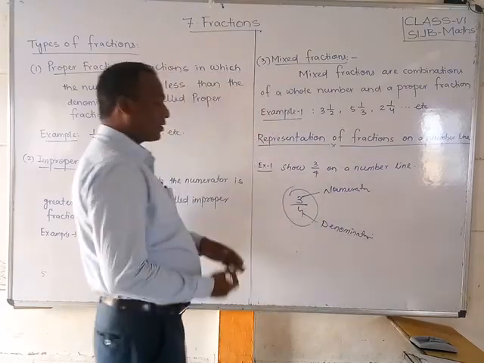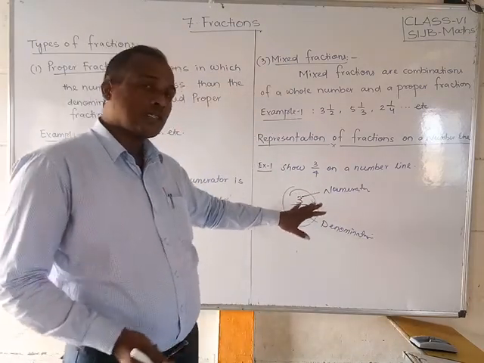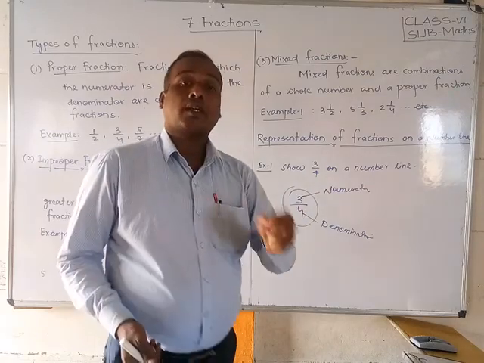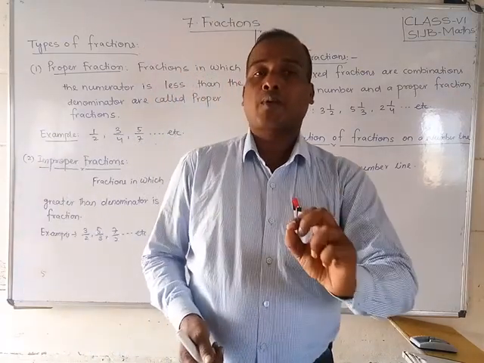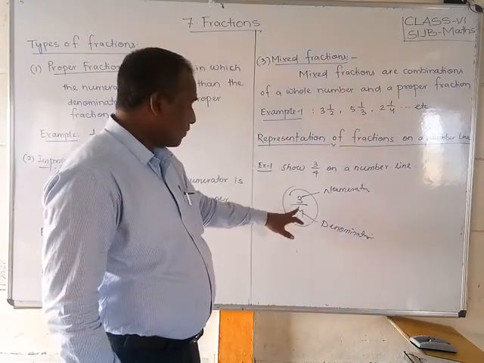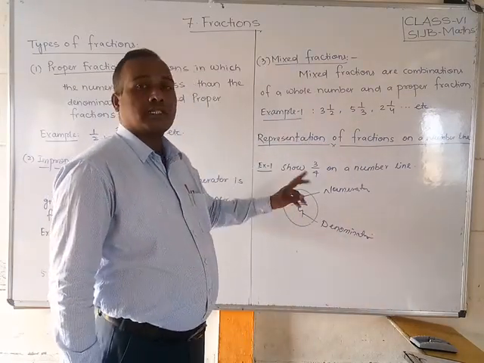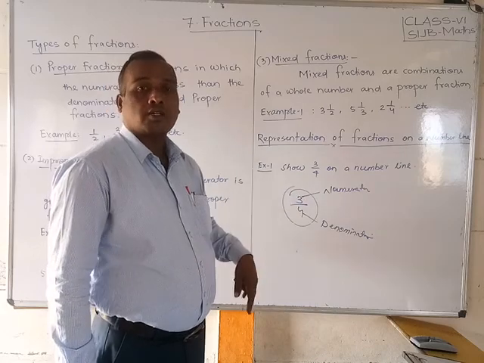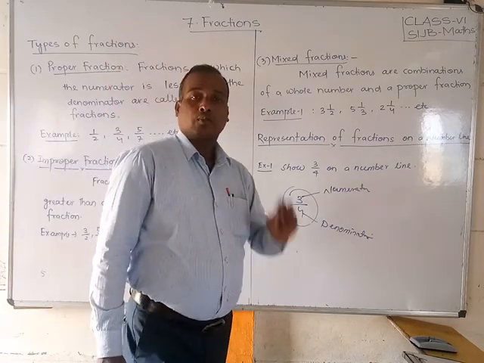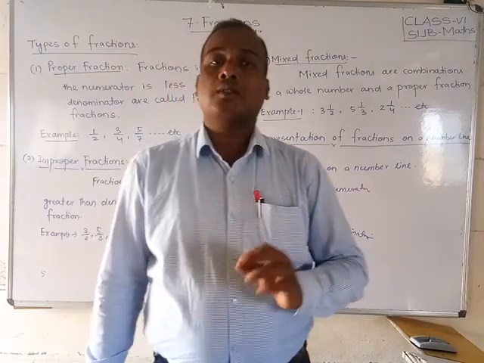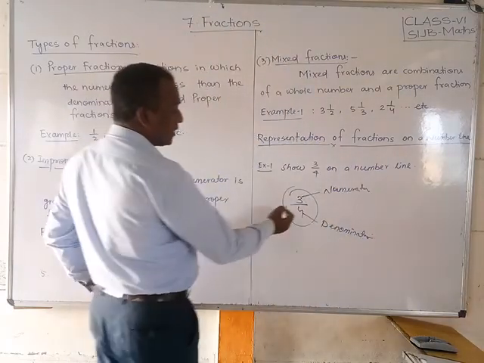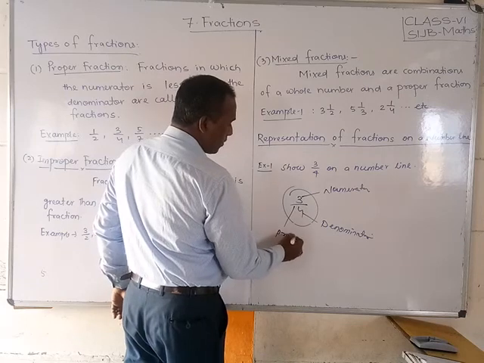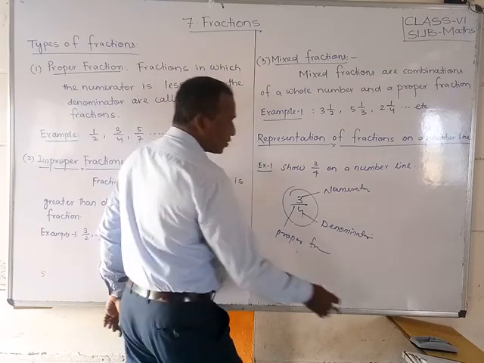Okay students, there are different types of fractions. 3 by 4, what type of fraction is it? 3 by 4 is a proper fraction, because first you check the numerator: is it greater than the denominator or less than the denominator? If the numerator is less than the denominator, that fraction is called a proper fraction. Hence 3 by 4 is a proper fraction.